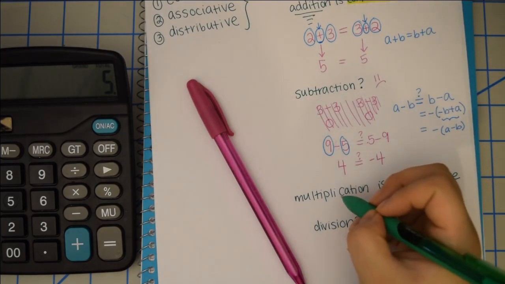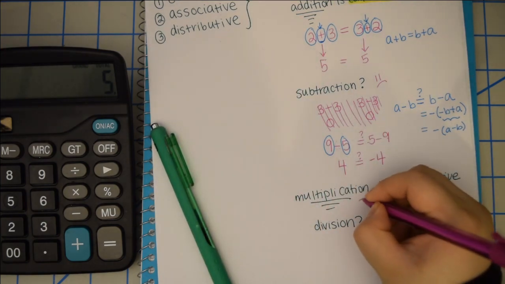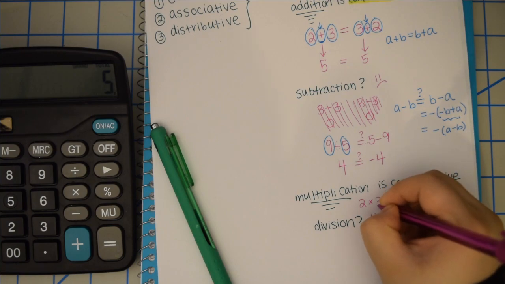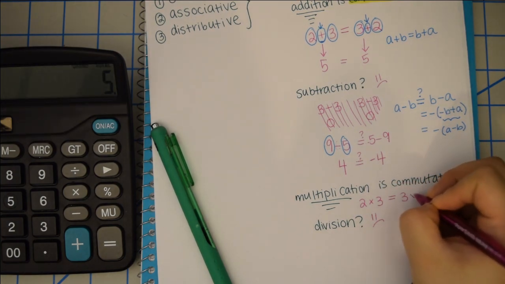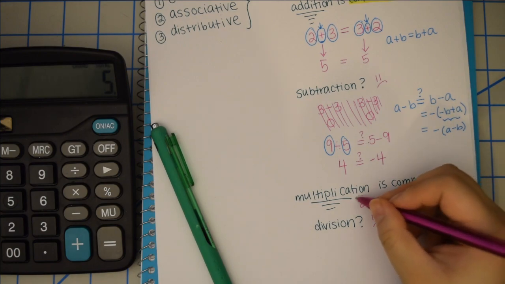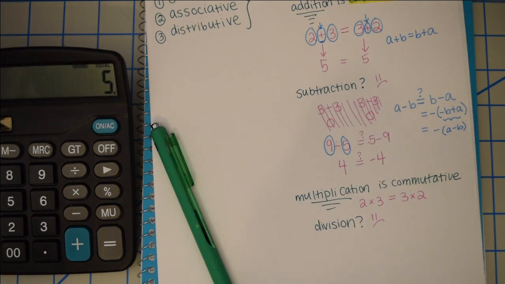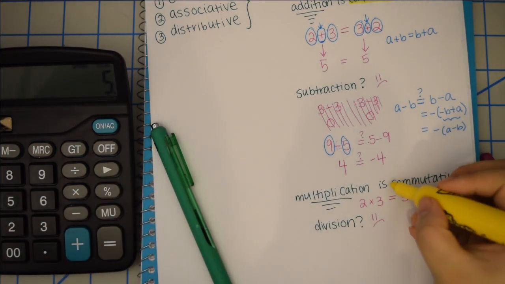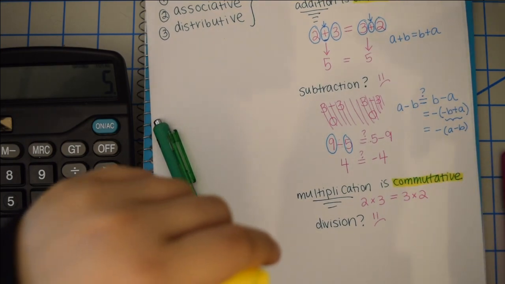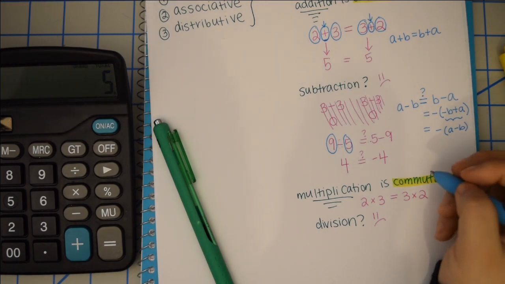But for multiplication, you can just say 2 times 3 equals 3 times 2. And that's true since this is 6 and this is 6. So that's pretty cool. At least I think so. So you can switch the order in general. So a times b and b times a.